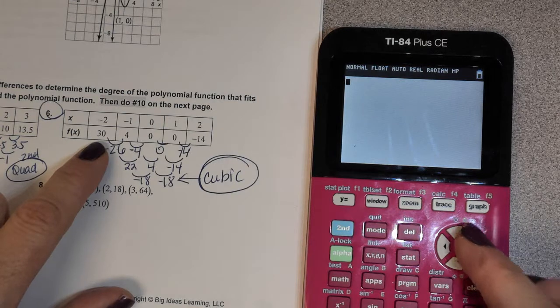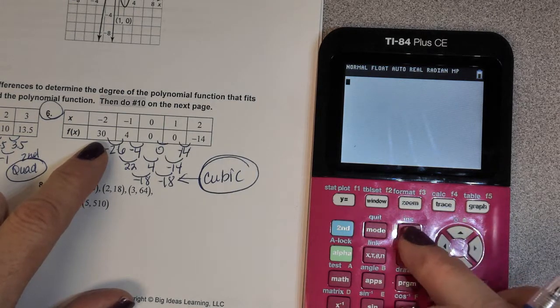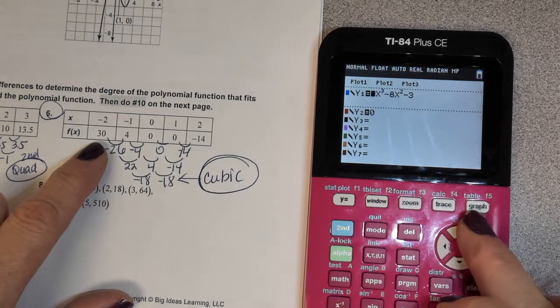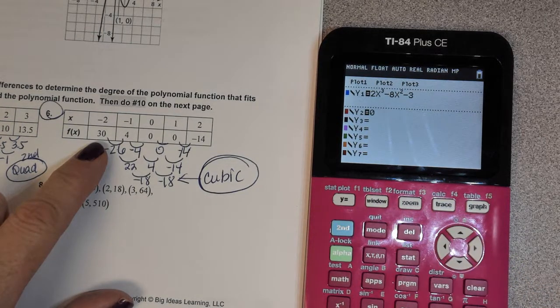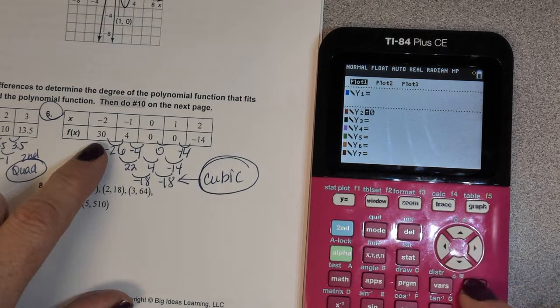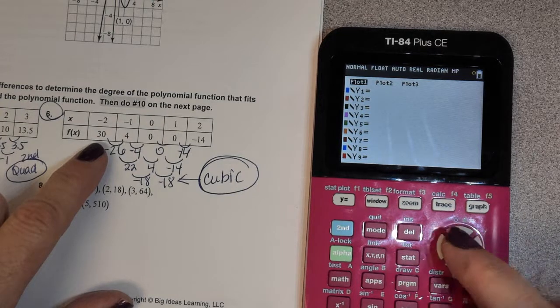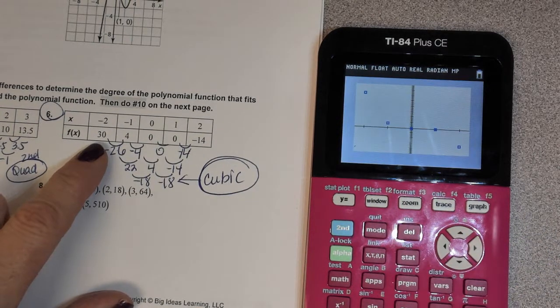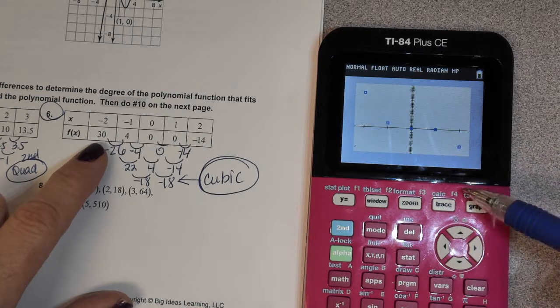Let's take a look at the data. To take a look at the data, I have to turn on my stat plots. I can just go to y equals, go up to plot 1, turn it on, clear out anything I've got in here. I can now do a zoom stat. That's going to allow me to see my data points. And I can see that these do look cubic.